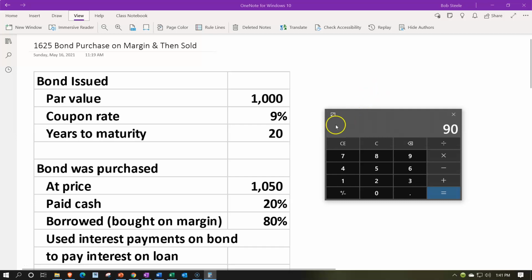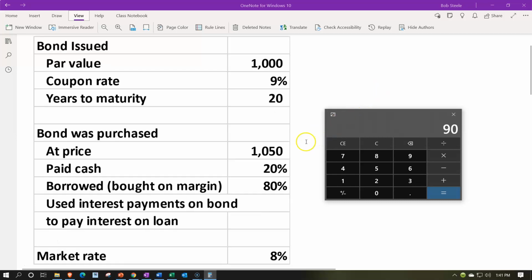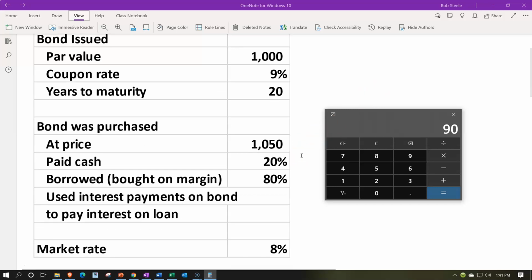Obviously, the objective here is that we're hoping it goes up in value, and the fact that we leveraged our investment could be beneficial if it goes up. If it goes down, then it could be non-beneficial. It could amplify the gains or it could amplify the losses. So let's take a look at what happens.